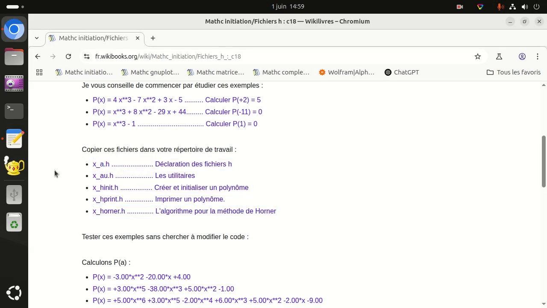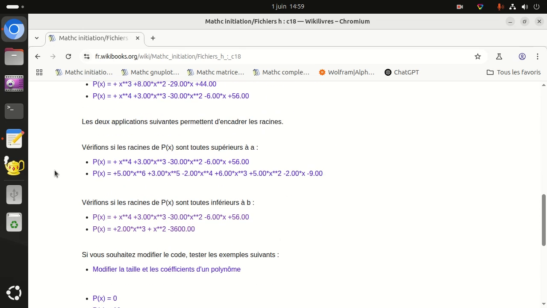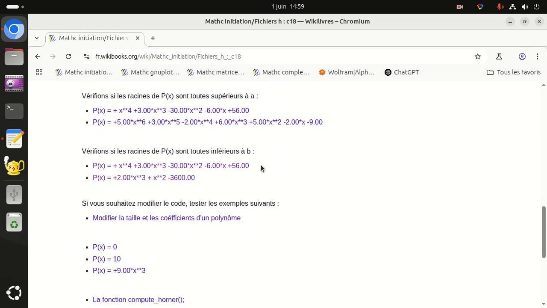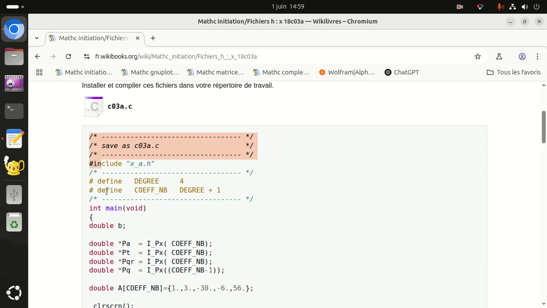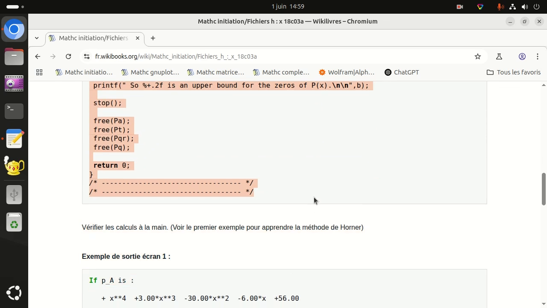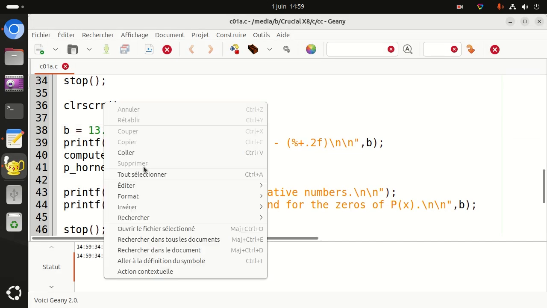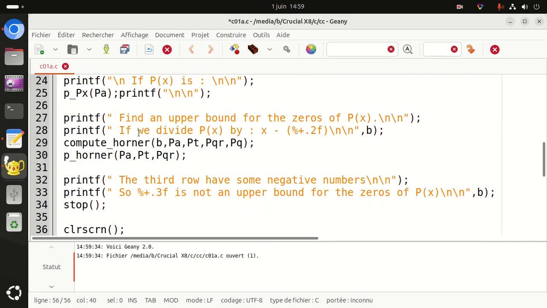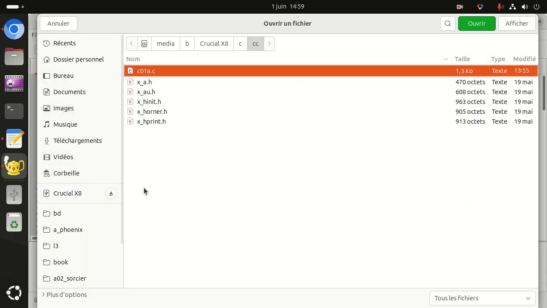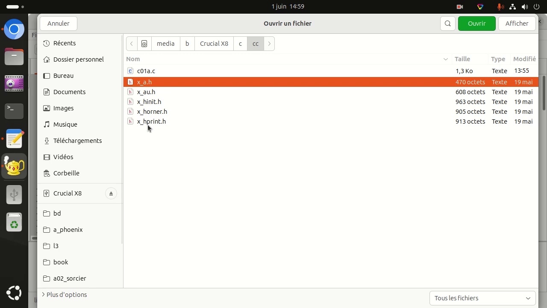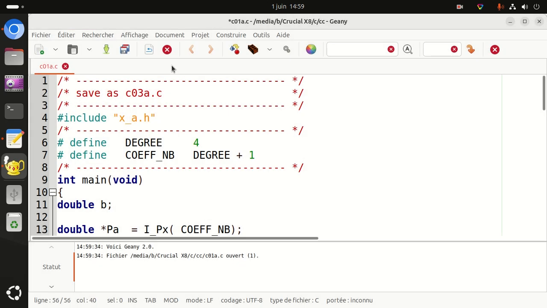Now, I try to download the first example. This is the first example. I copy this example into my editor. I must verify if I have all the hash files. Yes, I have all the hash files. I save the C file.